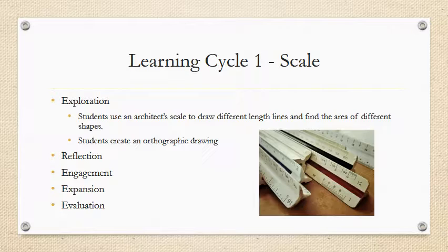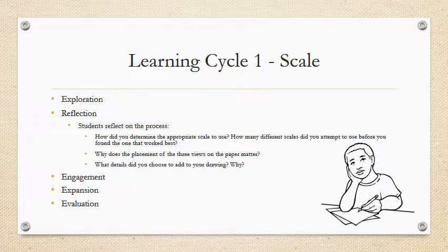They measure different shapes to figure out their area. They also have to draw different lines in this section. And this section ends with students creating an orthographic drawing. An orthographic drawing is a three-view or multi-view drawing where they take the object, whatever it is they're drawing, and draw it from three different angles. And these are things that are currently used in architecture all around the world. Students then reflect on this process.